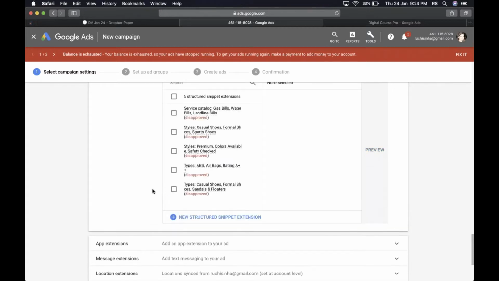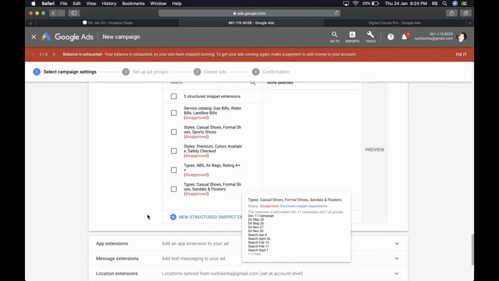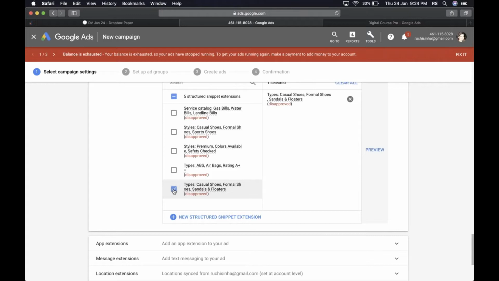What will happen? It will be created like this. See, types, this comma this. I go and say I want to keep this. So this is types of shoes. If there were all these options, brands, courses, programs, insurance coverage, all that. So whatever is your industry, you can choose and you can go and create it.